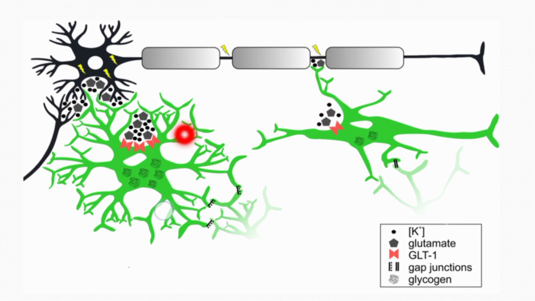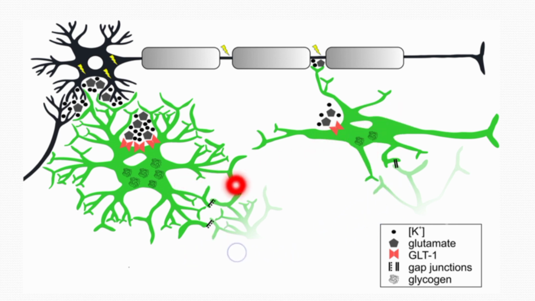In the case of protoplasmic astrocyte, its glutamate exposure is high and it has high GLT1 expression. While the fibrous astrocyte has low glutamate exposure and low GLT1 expression. Then the third difference is that the protoplasmic astrocyte has a high glycogen content, while the fibrous astrocyte has a low glycogen content.